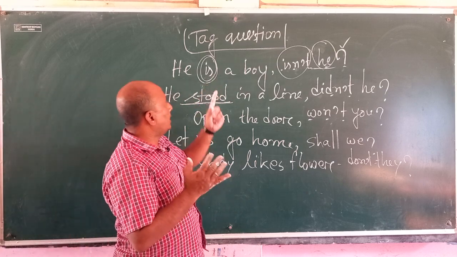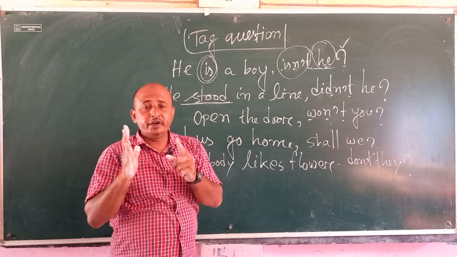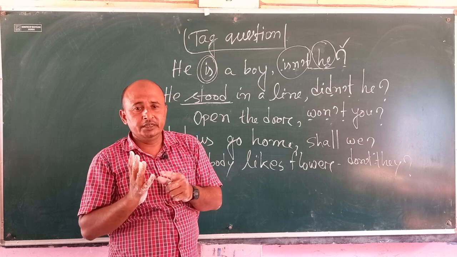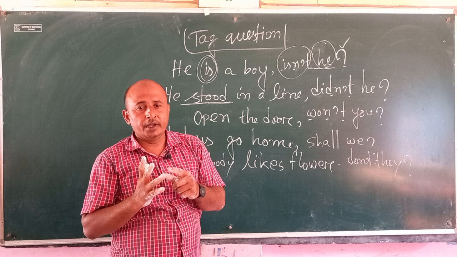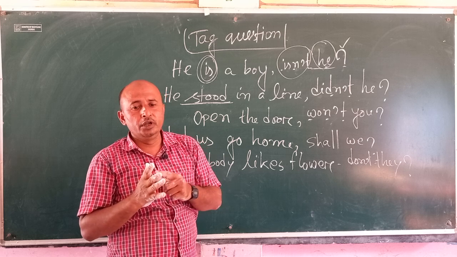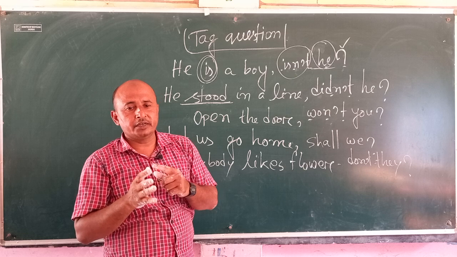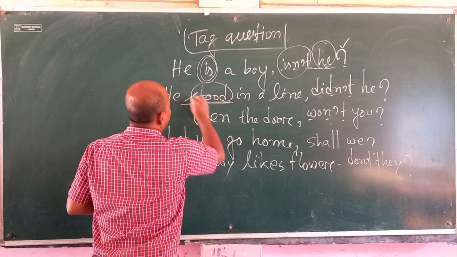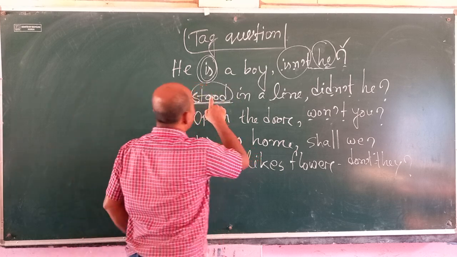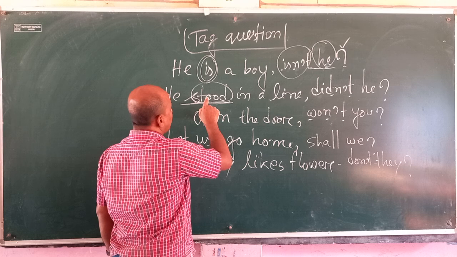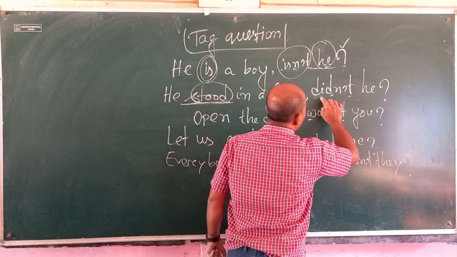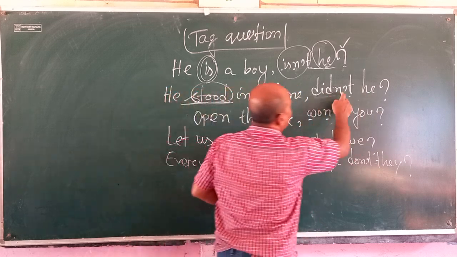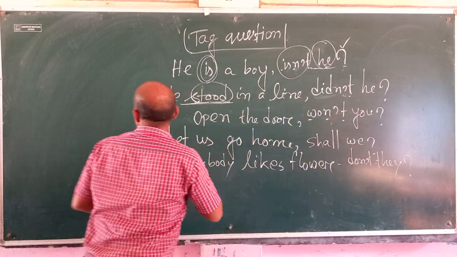There are 23 auxiliary verbs in English. They are do, does, did, am, is, are, was, were, have, has, shall, should, will, would, can, could, may, might, must, need, dare, ought. There is no auxiliary verb in this sentence. For this reason, this is a past tense, and I have used the auxiliary verb did, and it is an affirmative sentence. For this reason I have written a negative form.